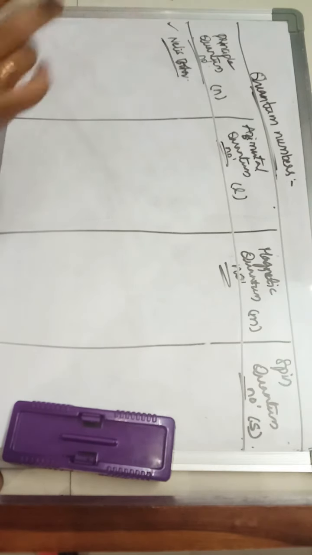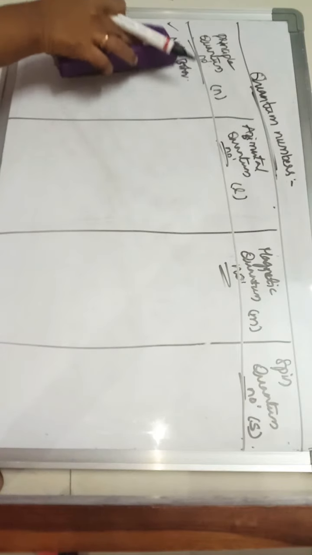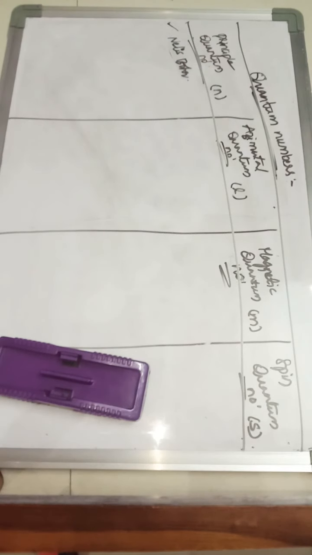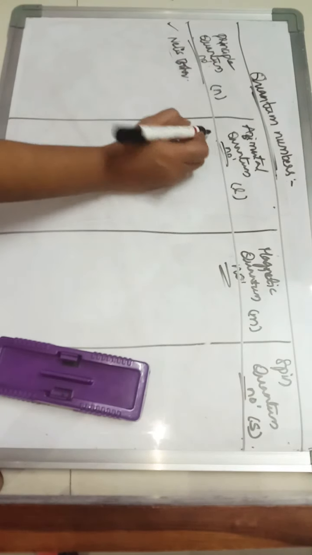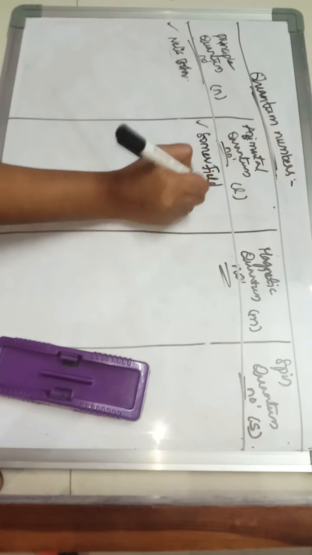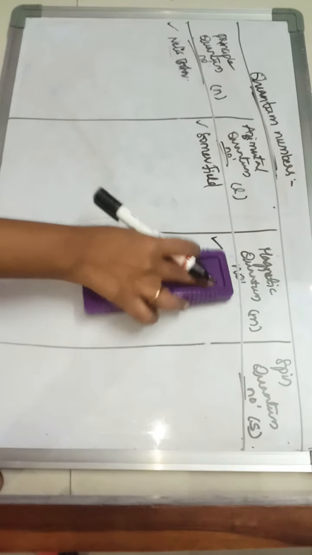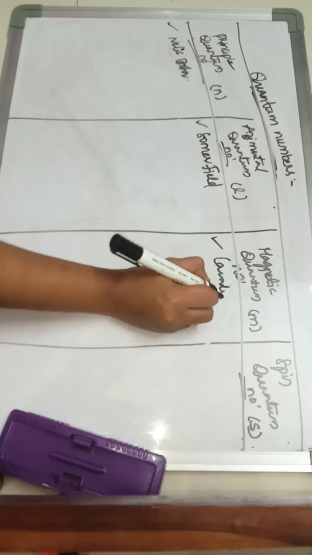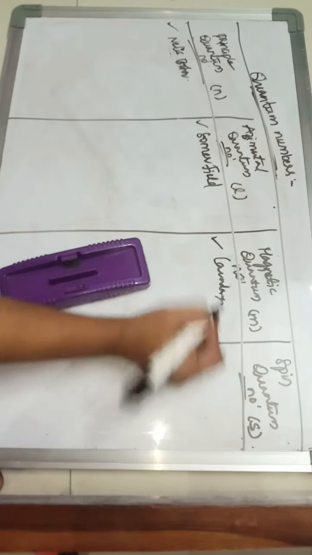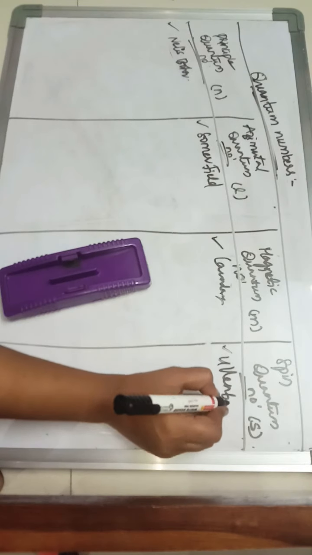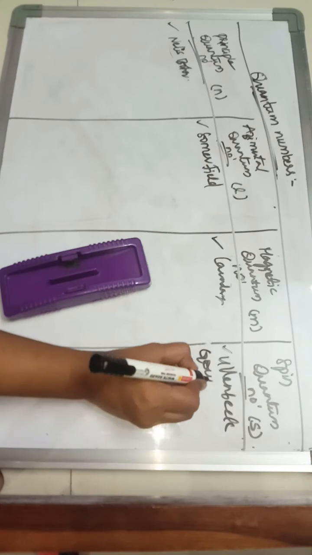Who said Niels Bohr's atomic model? You remember that? Okay. Here he explained the principal quantum number, and the azimuthal quantum number was explained by Sommerfeld. And here the magnetic quantum number was explained by Landé, and the spin quantum number was explained by Uhlenbeck and Goudsmit.